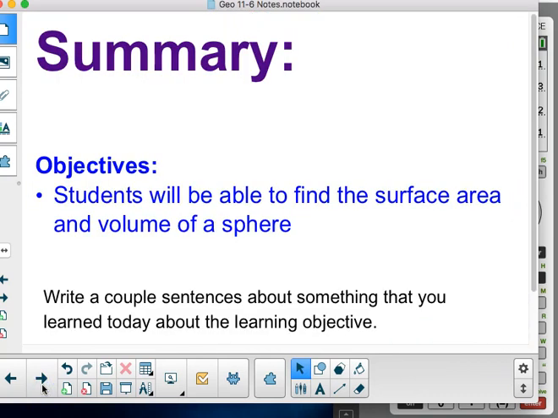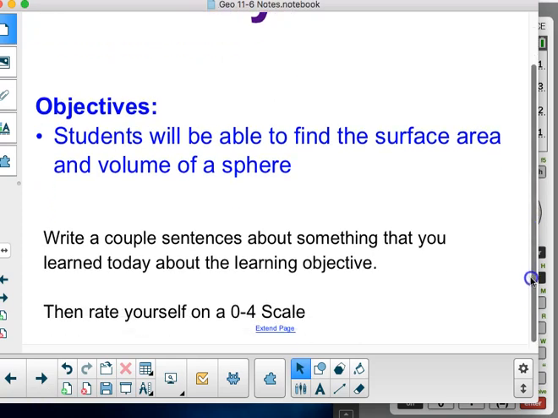So my summary. Objectives today were students will be able to find the surface area and volume of a sphere. Hopefully you're able to do so. Write a couple sentences about something that you learned about the learning objective today, and then rate yourself on a scale of 0 to 4.